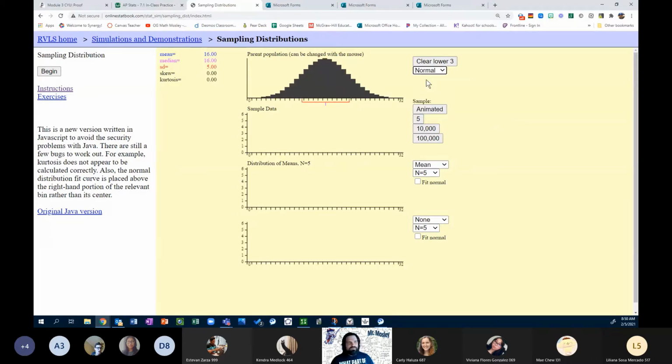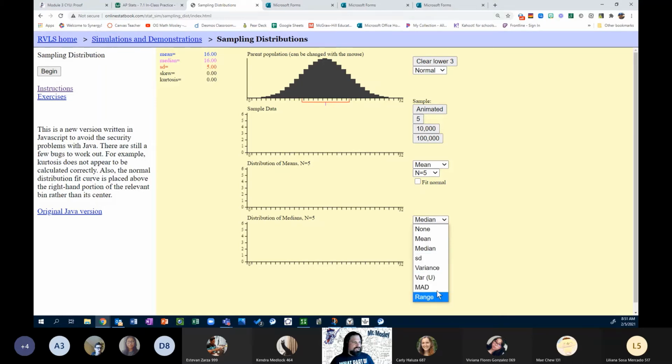We're just going to stick with normal for now. The next histogram will represent our sample data. All right. And right now, here we'll do both of these. The next two will give us a distribution of means. All right. I could set one to mean, one to median. Could do standard deviation, variance, right?